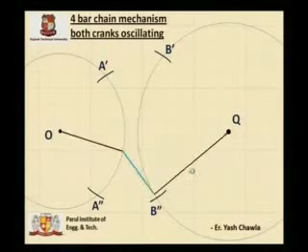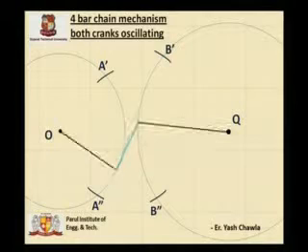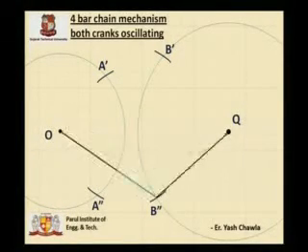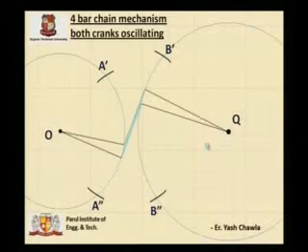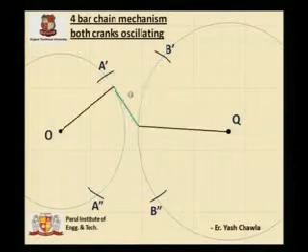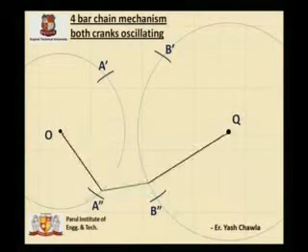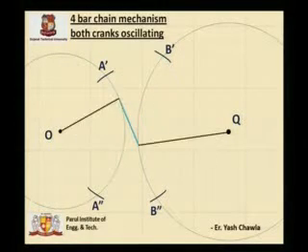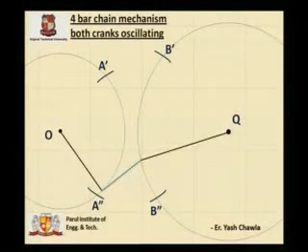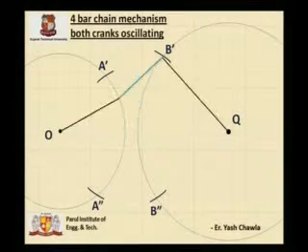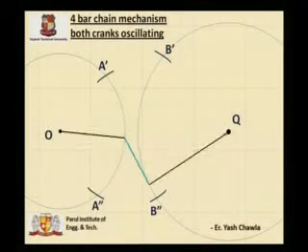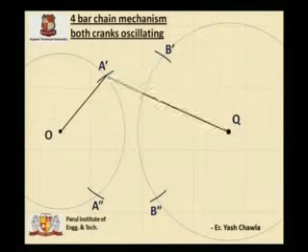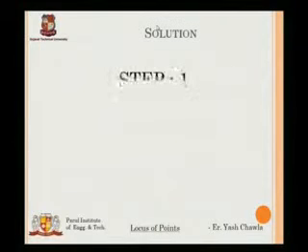Now this is a 4-bar chain mechanism in which both the links are oscillating. This is the first link, that is OA, and this is the second crank, that is BQ, and in blue you can see the connecting rod. The importance of these limits will be discussed further as we start constructing the problem and go on to plotting the locus. This is just for understanding what kind of mechanism or movement this particular mechanism has. So let's move on. Let's start the first step.